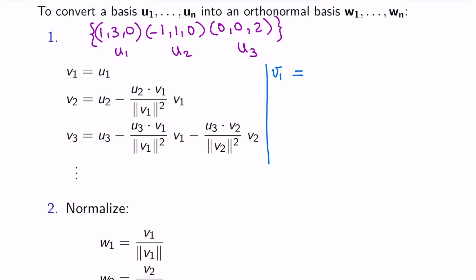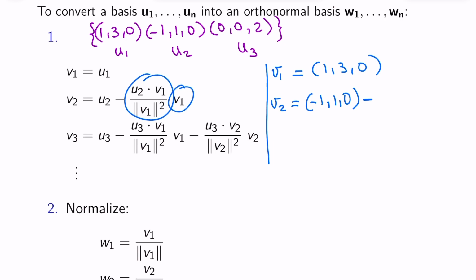So our new basis is going to be given then. V1 is going to be just u1, whatever is our first vector. So it's going to be 1, 3, 0. And V2 is going to be our second vector, the vector given here. Let's start by writing that one, minus 1, 1, 0. But we have to subtract some multiple of V1, and we have to calculate this number.